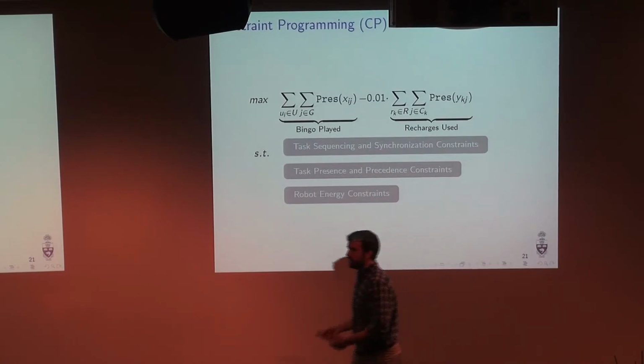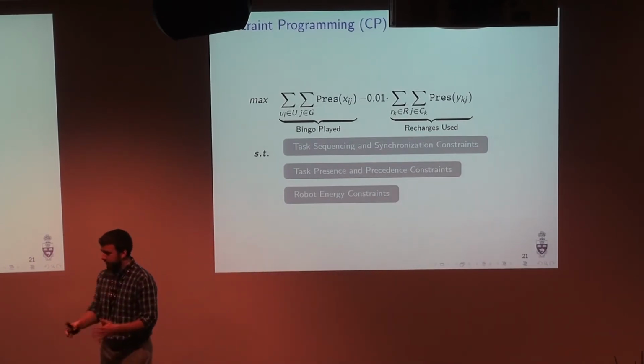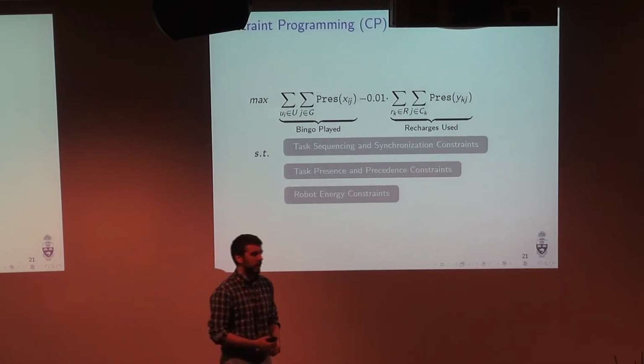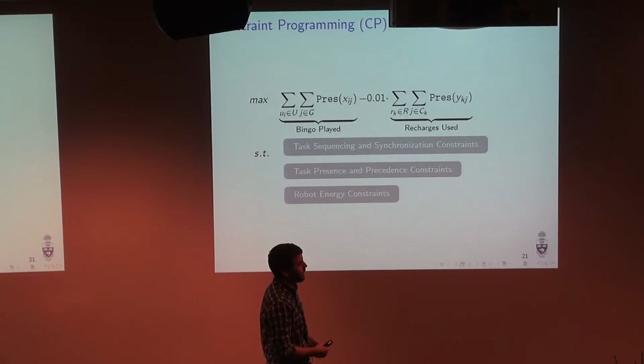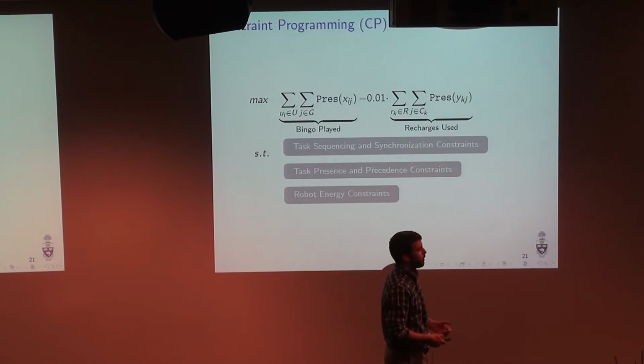So we're maximizing the number of bingo games played by users, and again, we're going to do this with prioritized schedules that use a little bit less energy, or the recharging tasks, so fewer recharging tasks on the right-hand side there. Subject to three particular constraint sets. The first is task sequencing and synchronization.